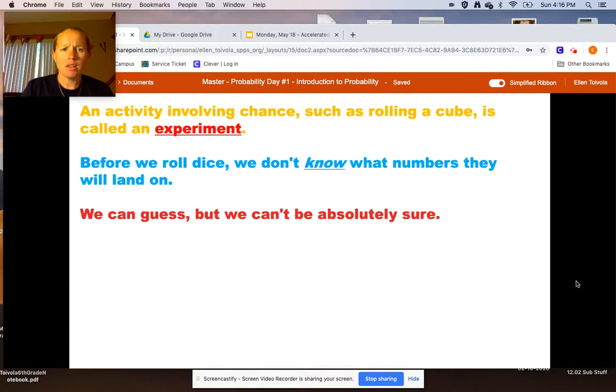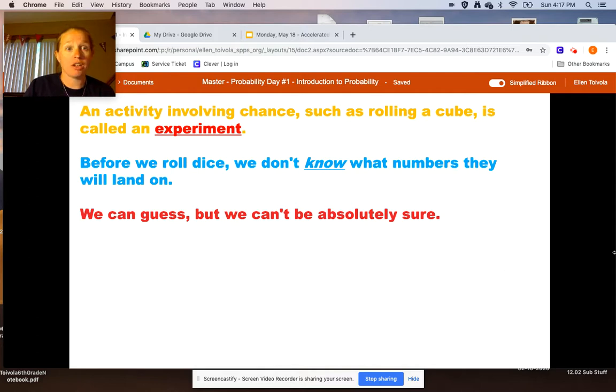Any activity that involves chance, such as rolling a cube or dice, is called an experiment. Before we roll dice, we don't know what numbers they will land on. There's a bunch of different numbers they could land on, right? We can guess, but we can't be absolutely sure of what they will land on unless they're trick dice or you have a dice or multiple dice that all have the same number on it. So a traditional standard die, and one is called a die, has the numbers 1 through 6 on it. But if you had one that just had 3s on it, then it wouldn't be an experiment.